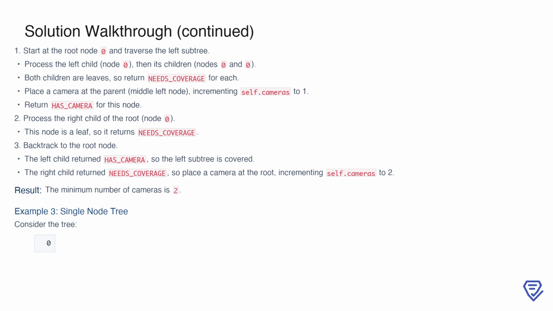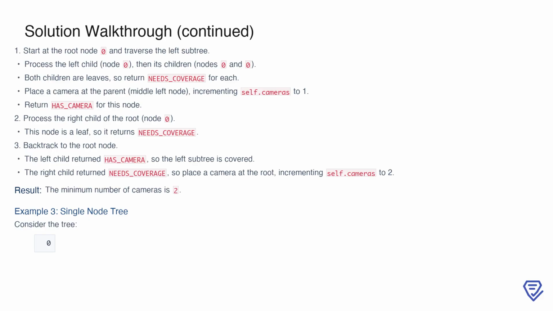Now, consider a balanced tree example. In this case, the root node has 2 children, and the left child further has 2 children of its own. We start at the root and traverse the left subtree. For the left child of the root, we process its 2 children, both of which are leaf nodes. These leaf nodes return needs_coverage, as they are not covered by any camera.